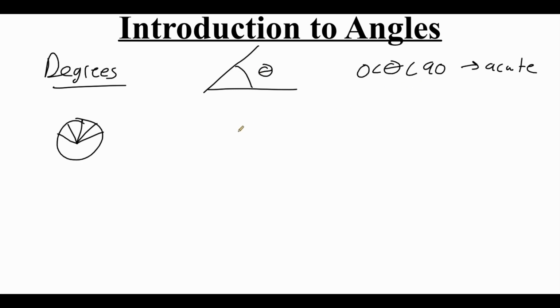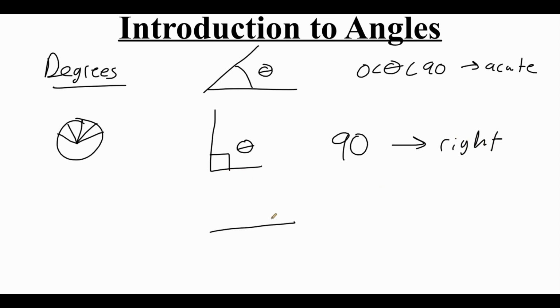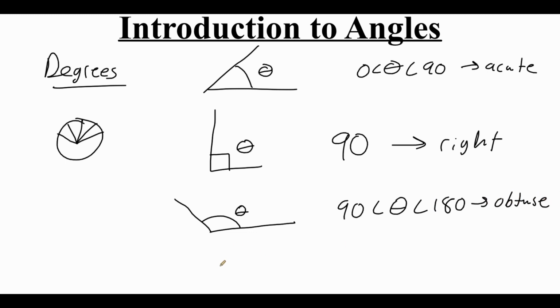If we get to exactly 90 degrees, if this is our angle theta in here, putting this box in the corner means that we're dealing with a 90-degree angle. That's a right angle. If we open up past 90 degrees, so bigger than 90 but smaller than 180, that's an obtuse angle. And if we open up so that we form a straight line, that's a 180-degree angle, and that's called a straight angle.